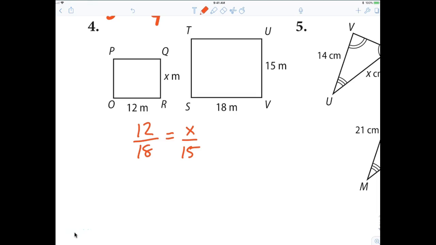Well, let's see and get the right answer here. Then you can tell me if yours works. All right, if I cross multiply, I get 18x is equal to 12 times 15, which is 180. So x equals what? Yes, and we would say 10 meters. I also did 15 over 18 and then x over 12, and that's the answer.